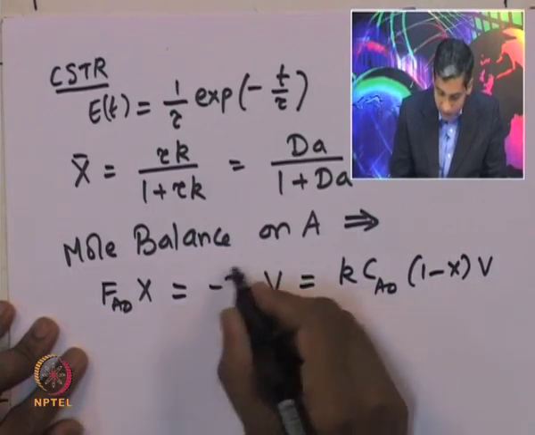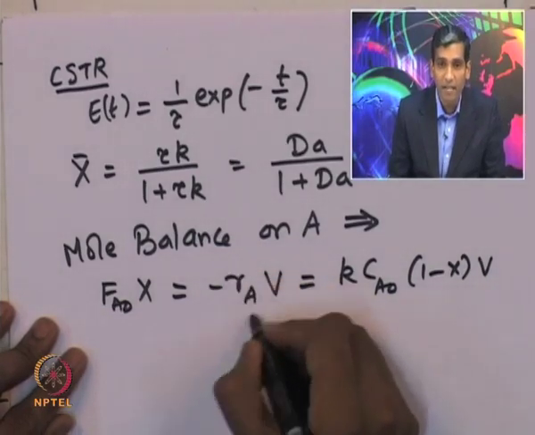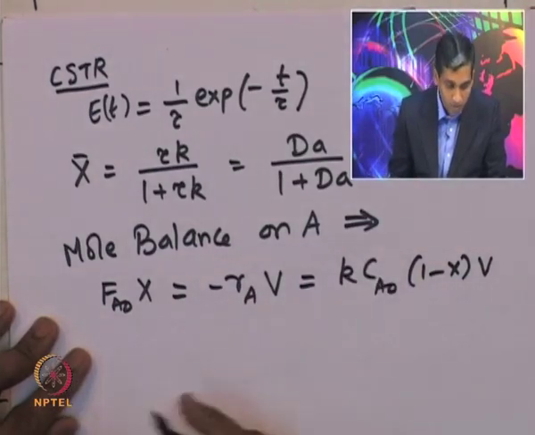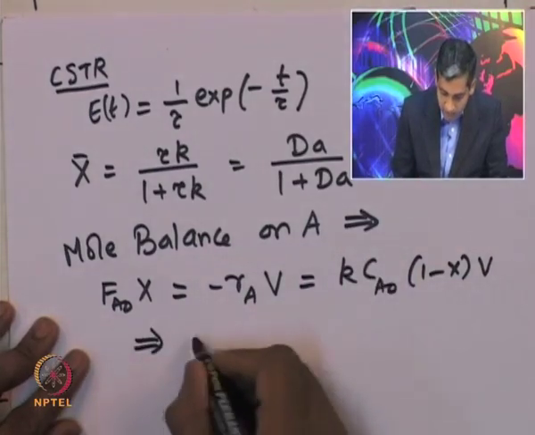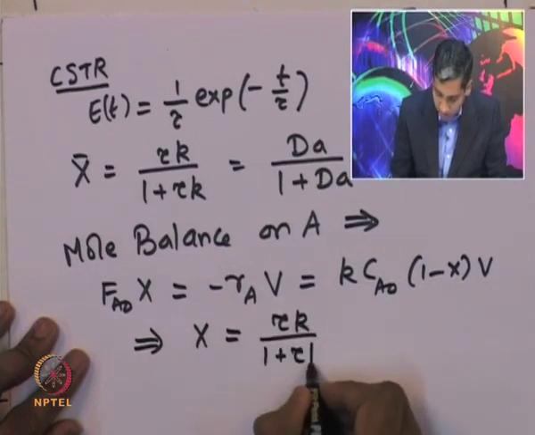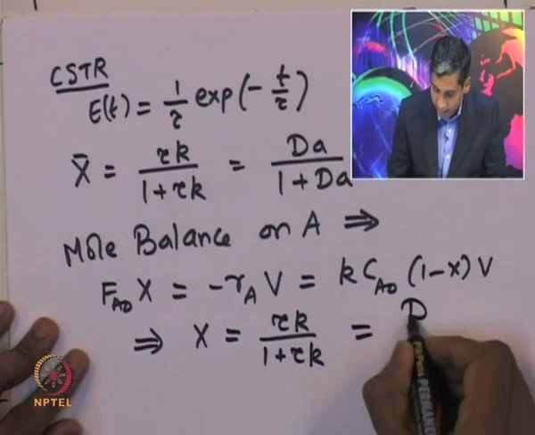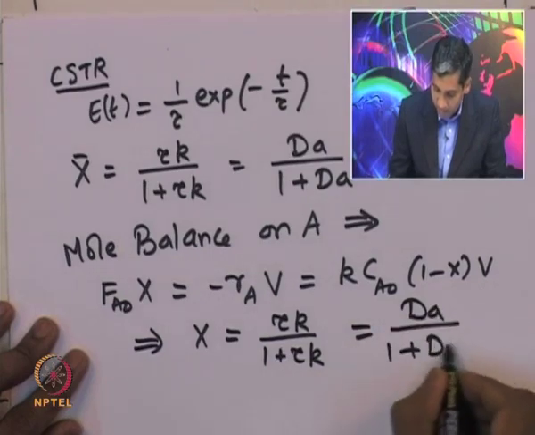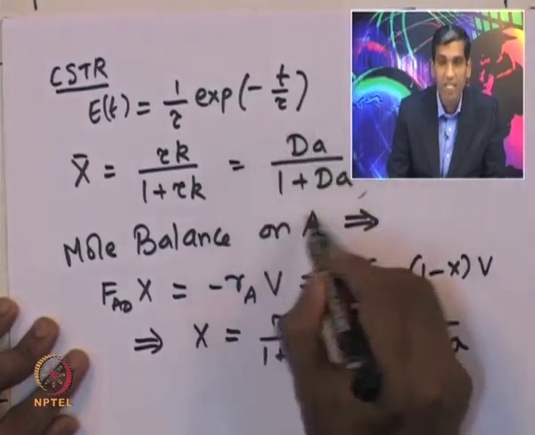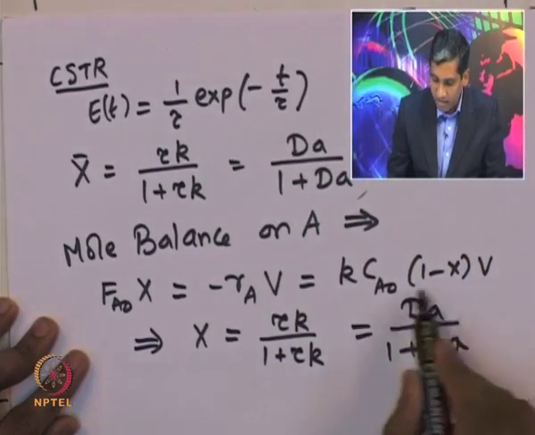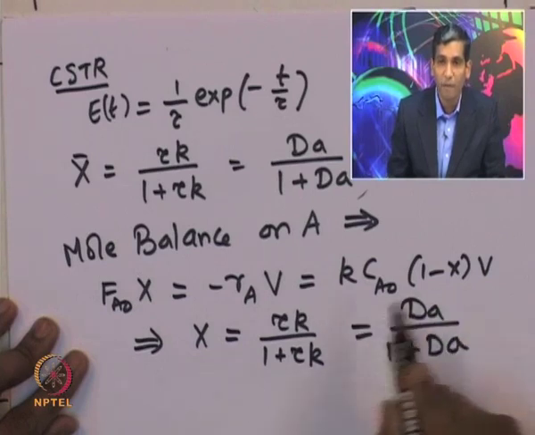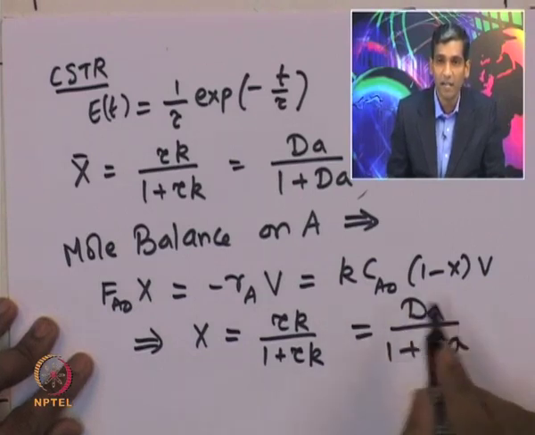And minus r_A is the rate at which the species is actually being consumed. So, from here we can see that X is equal to tau k by 1 plus tau k, where tau is the space time of the reactor. So, clearly you can see that the conversion achieved through a segregated model is exactly the same as the conversion achieved from the performance equation of the ideal CSTR.